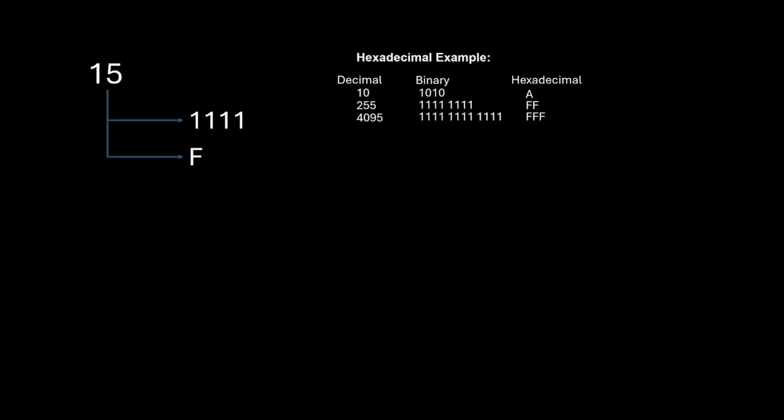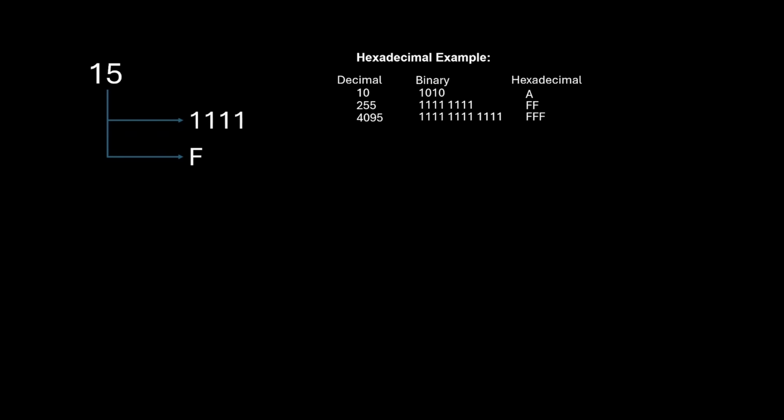So let's understand it with the help of one example. 15 is a decimal number. The binary representation of 15 is 1111. And if we map these 4 bits, 1111, with the hexadecimal table, we see 1111 is represented by F.